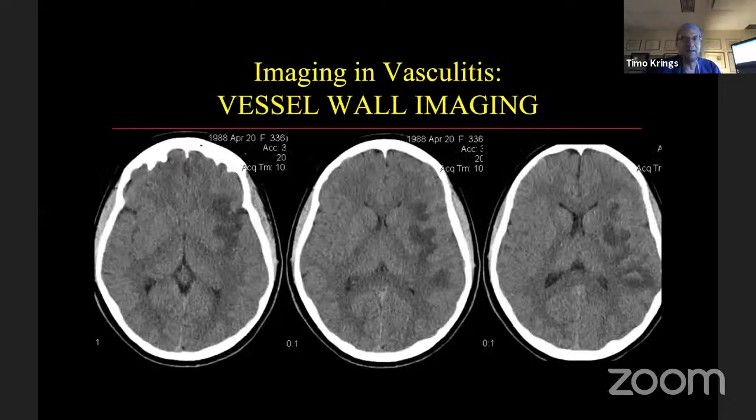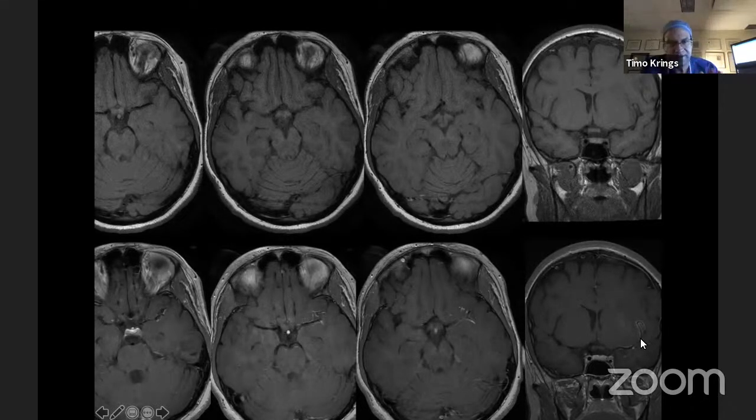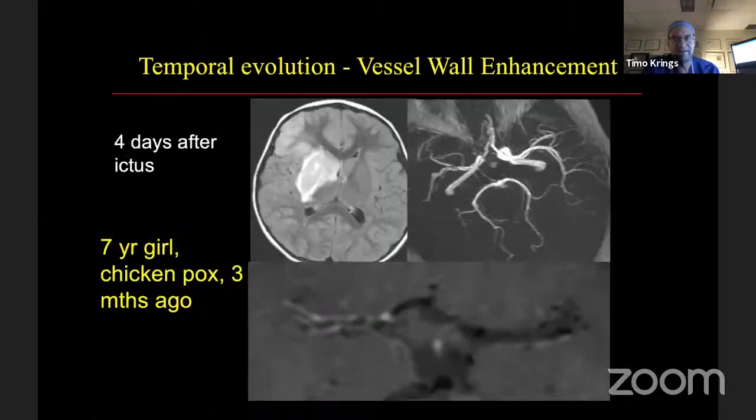Another example here, a young patient who presented with multifocal stroke, and on the unenhanced scans we see nothing, but on the enhanced scans you see thick enhancement of the entire MCA. If you see this, think vasculitis, and also think drug-induced vasculitis. In this patient, again, it was cocaine abuse that led to these abnormalities.